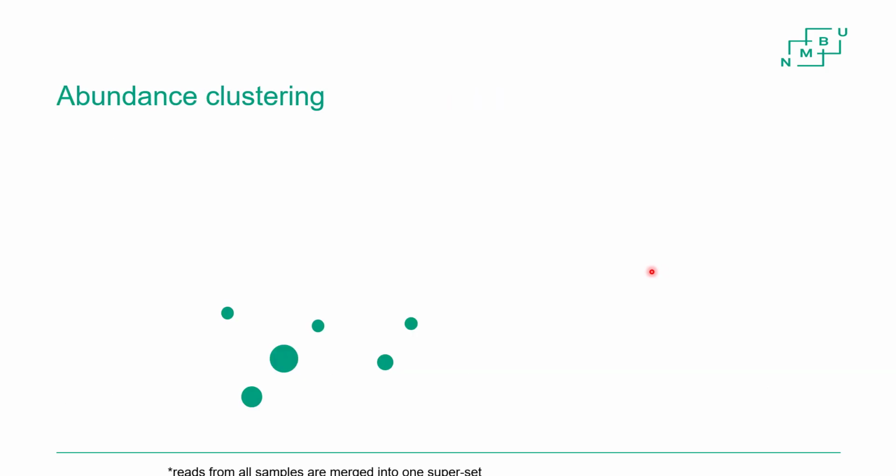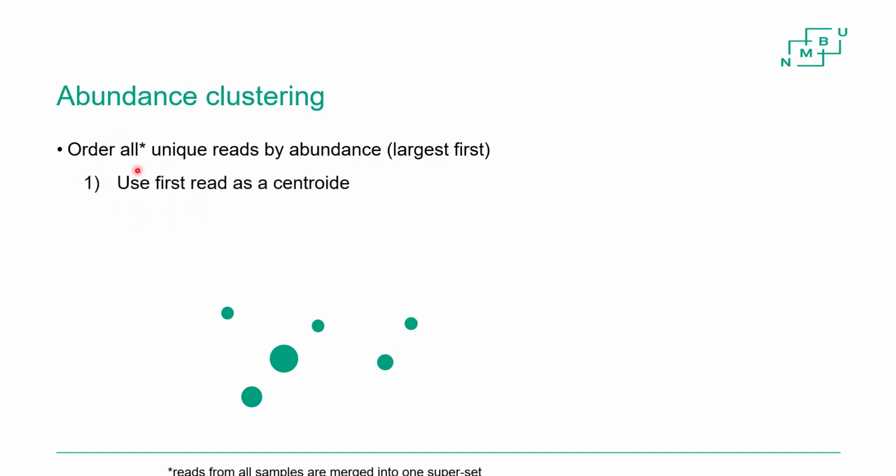Let's have a look at this abundance clustering idea. What is the idea? Well, order all unique reads by abundance. And then, I mean really all reads from all samples, right? Not sample by sample. Merge together or put all reads together in one big superset. Then order them, right? So that you have the most abundant read first, second most abundant read second, and so on. Use the first read as centroid.